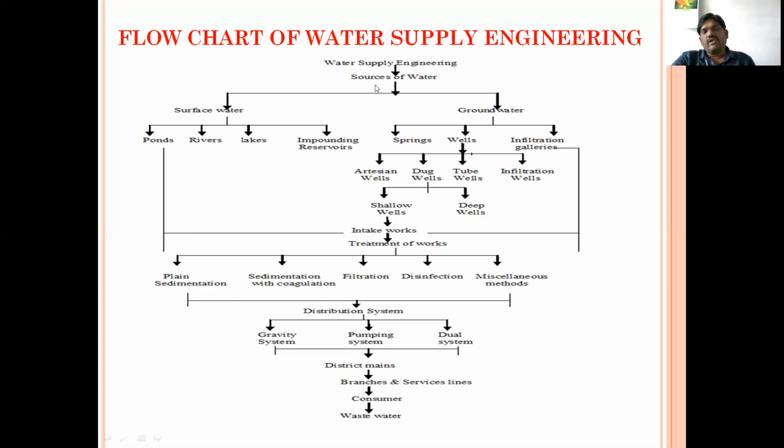See here, from the source there are two categories: surface water and groundwater. Surface water is available in the name of ponds, rivers, lakes, and impounding reservoirs. Groundwater in the name of springs, wells, infiltration galleries. Again the wells have four categories: artesian wells, dug wells, tube wells, infiltration wells. These dug wells again have two categories: shallow wells and deep wells. And out of all these sources, water will reach the place by the name intake works.